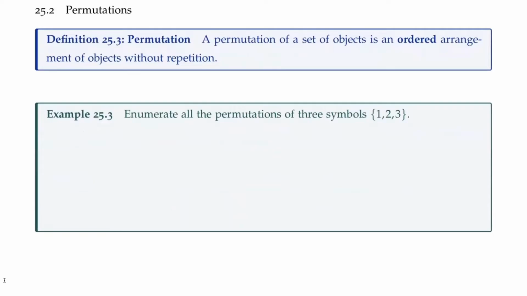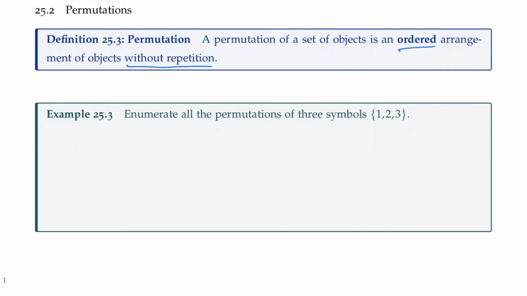We can now think about things called permutations, and a permutation of a set of objects is an ordered arrangement. This ordering is really important here. The ordering of our things without repetition. So this is the other part that's really important. So in the example here, we are asked to enumerate all of the possible permutations of 3 symbols, 1, 2, and 3. You could also think of these as being 3 objects, an apple, banana, and a pear, say, and you eat them in a certain order, perhaps. So you have all the possible permutations of these symbols.